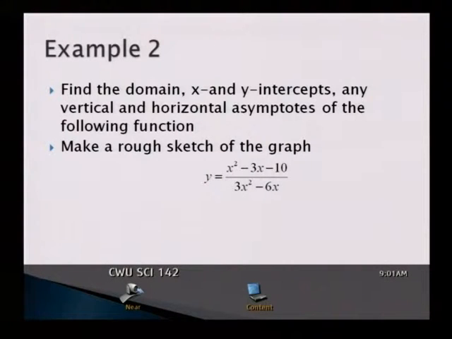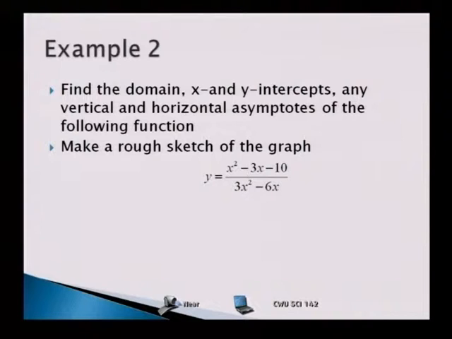So, very last thing now, kind of combining everything we talked about throughout this section. We want to find the domain, the x and y intercepts, the vertical and the horizontal asymptotes. And if we have a second, we're just going to try to make a rough sketch of that graph. Might be something we leave to teachers on their own time, but let's at least get through that first part: the domain, the x and y intercepts, vertical and horizontal asymptotes of the function.